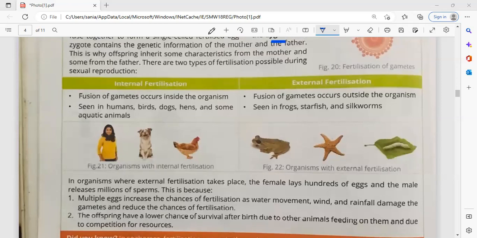Sometimes they ask you why, in external fertilization, females lay hundreds of eggs. Because out of those hundred, not a hundred babies are going to be there, since it's an external process. Sometimes the wind will come and the eggs will move out, sometimes the rain will come and the eggs will wash out. That's why they lay hundreds of eggs, so that at least 10 to 15 babies survive.